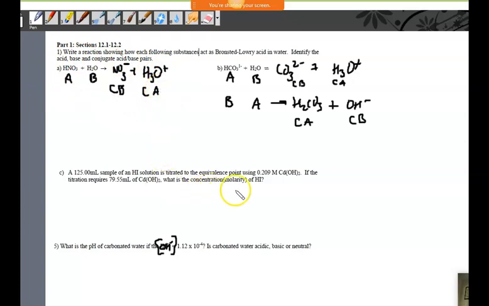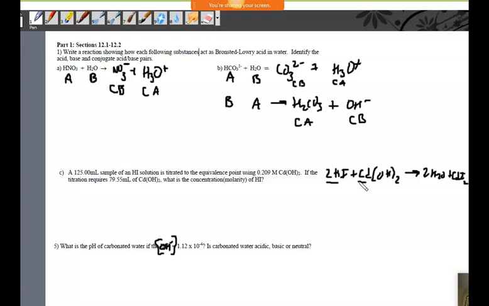Okay, so for the one down here, the first thing you need to do is write a balanced equation. If you don't write a balanced equation, you don't know how many moles of everything there is. So you first write a balanced equation, and you'll find you have 2 HI plus Cd(OH)2, cadmium hydroxide, forming 2 H2O plus, I believe, CdI2. So it's a 2-to-1 ratio.